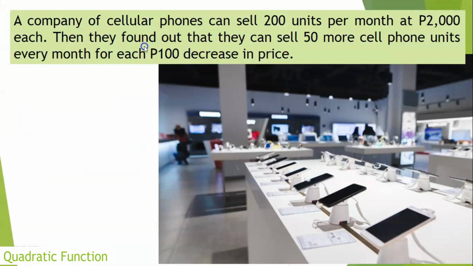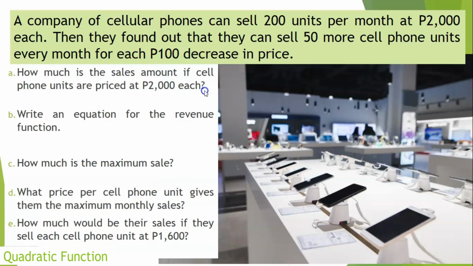Next, a company of cellular phones can sell 200 units per month at 2,000 pesos each. Then they found out that they can sell 50 more cell phone units every month for each 100 peso decrease in price. Question: how much is the sales amount if cell phone units are priced at 2,000 pesos? So that would be 2,000 times 200, so that would be 400,000.